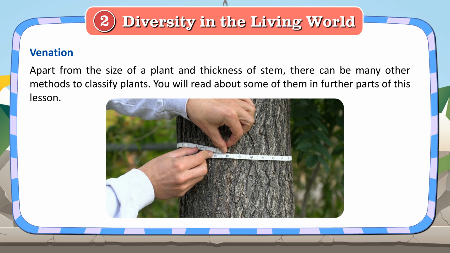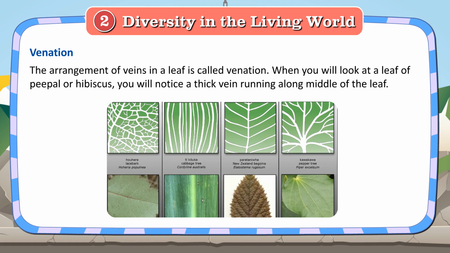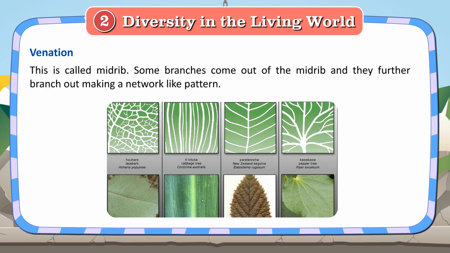Venation. Apart from the size of a plant and thickness of stem, there can be many other methods to classify plants. You will read about some of them in further parts of this lesson. The arrangement of veins in a leaf is called venation. When you look at a leaf of peepal or hibiscus, you will notice a thick vein running along the middle of the leaf. This is called the midrib.